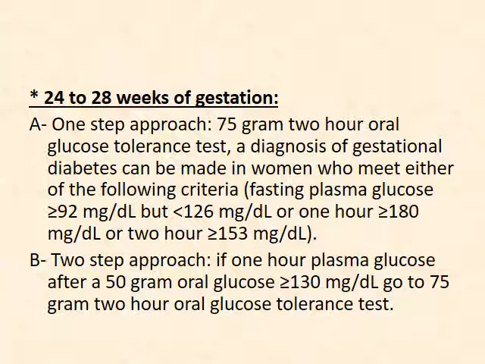The other method is the two-step. The first step in the two-step is giving the patient 50 gram oral glucose. If the blood sugar is greater than or equal to 130, we proceed to the 75 gram 2 hour oral glucose tolerance test.